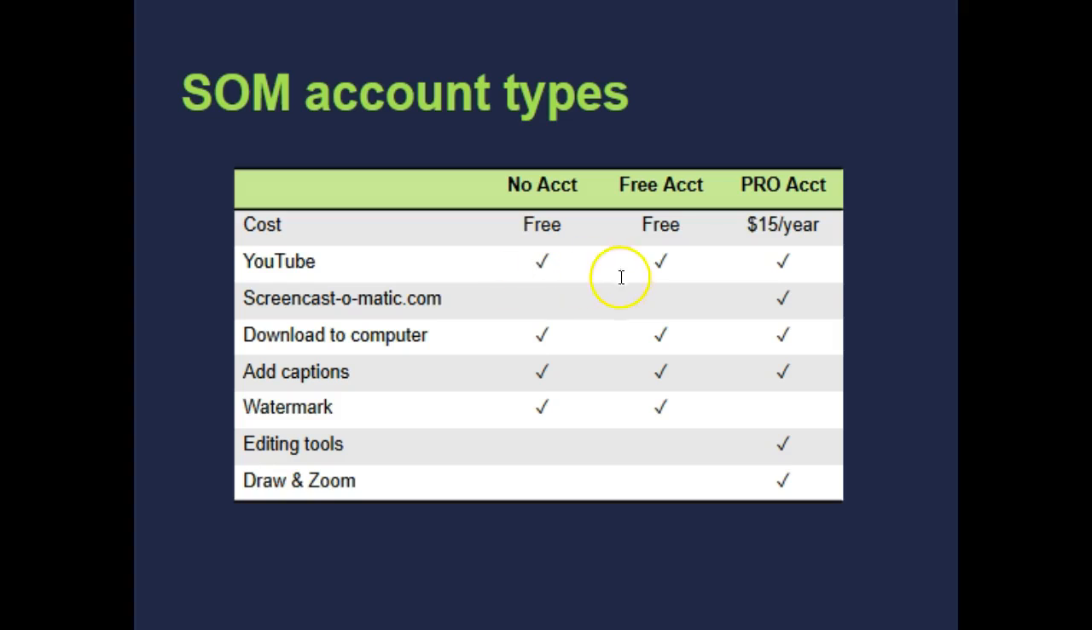Regardless of what type of account you have, you can upload to YouTube. You can download the finished videos to your computer. You can add captions. There is an SOM watermark if you have a free or no account. And then with the pro account, you can see Screencast-o-Matic also has its own hosting service where you can upload videos for them to house versus YouTube or your Google Drive. You can also have access to editing tools, things like draw, zoom, cutting, altering the volume of your voice and things like that.